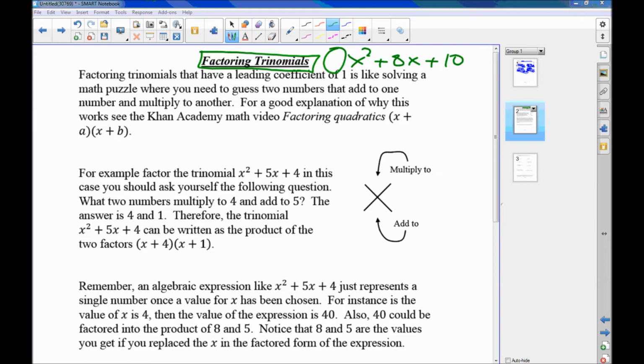For a good explanation of why this works, see the Khan Academy math video, factoring quadratics x plus a and x plus b. He does a great job of explaining it if you really want to watch and see why this works. All right, so here's an example of what I mean.